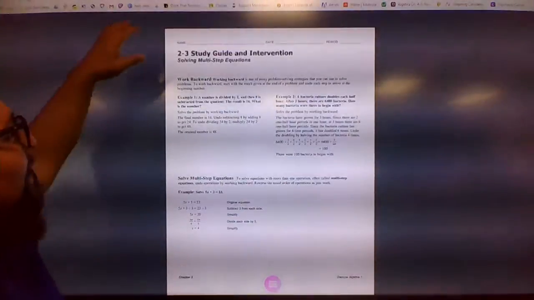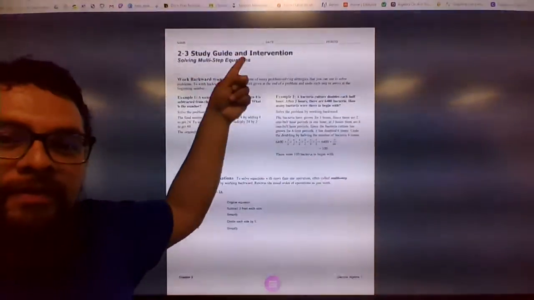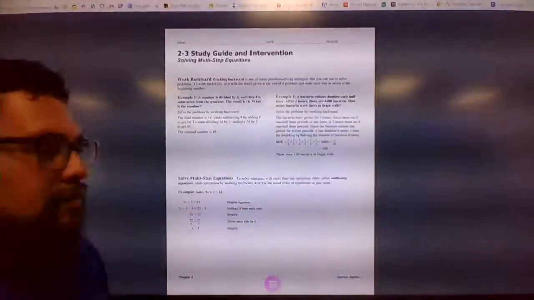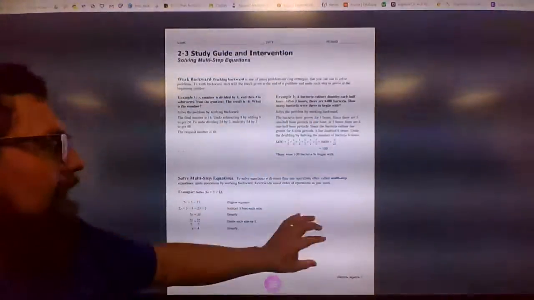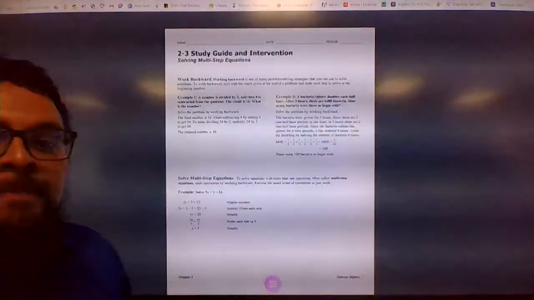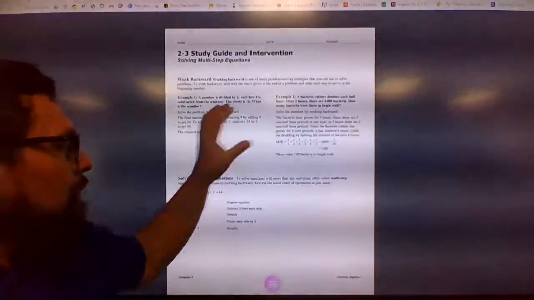Anyways, so we're on 2-3, or 2.3, solving multi-step equations. So with it, we completed examples one, two, three, and then we also did a fourth example here. So if you're a little confused still on this, go ahead and review these.